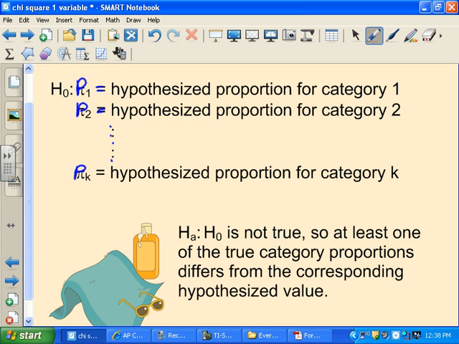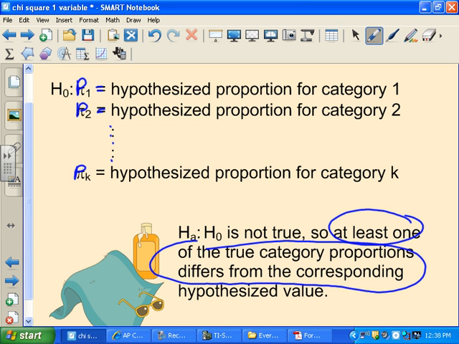Yes or no? Your alternative hypothesis can be a sentence. I usually just write this: at least one of the true category proportions differs. And I usually just say my alternative, at least one proportion is incorrect.